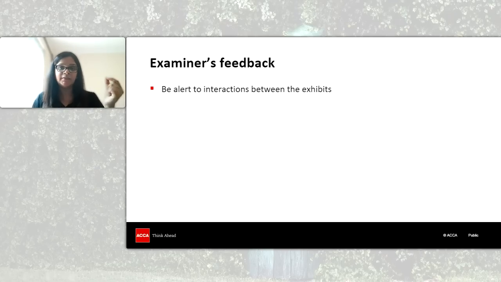Another thing that the examiner has pointed out, and this is something that I remember speaking about earlier this year in another InFocus section as well, is that there are interactions between the exhibits that students are missing out on. So as you read the case study the first time, please be aware that some information in Exhibit 2 might be linked to more information in Exhibit 3 to create an answer which gets you the technical and professional skills marks.